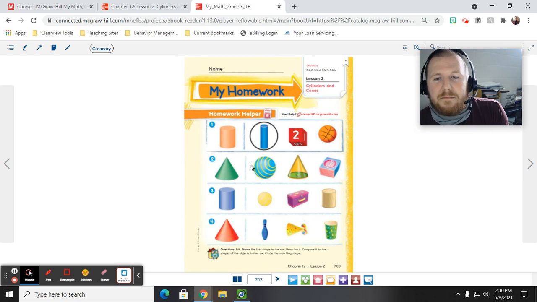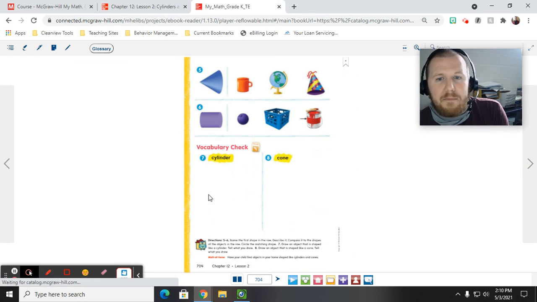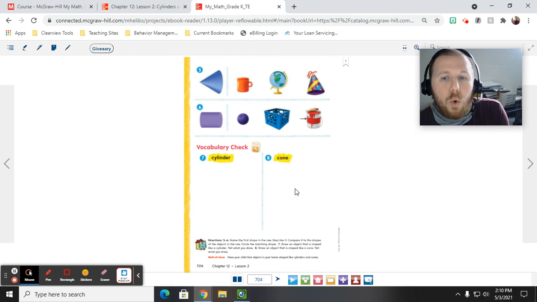All right. And the homework is more of the same. Just make sure you don't get tricked. And down here where it says cylinder and cone, in number 7, you draw a cylinder on this side and you draw a cone on this side. You might not be able to read what cylinder says, but cone, you should be able to read what cone is. And you will know to put that over here.